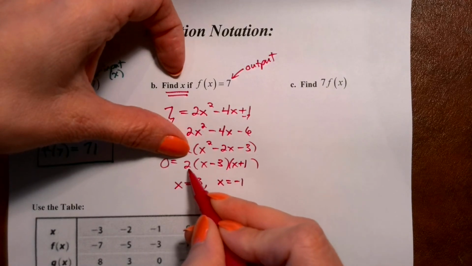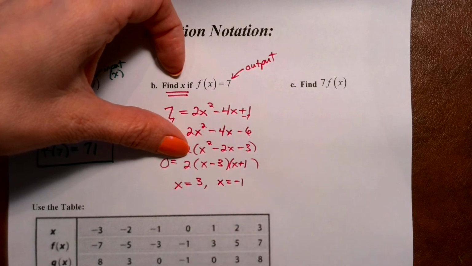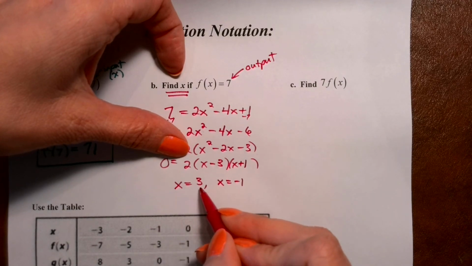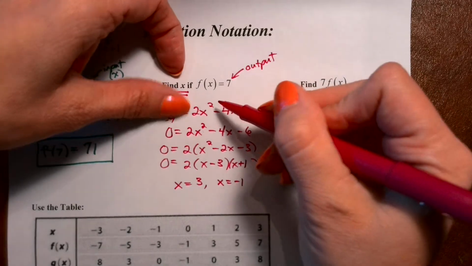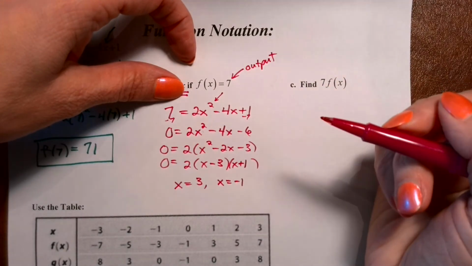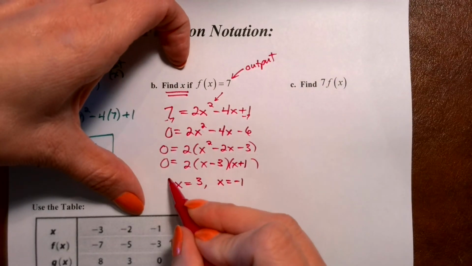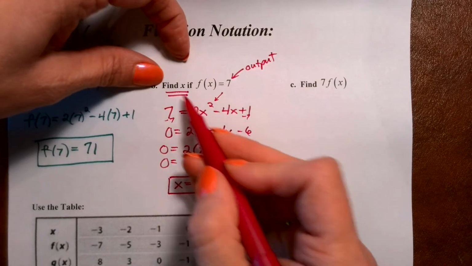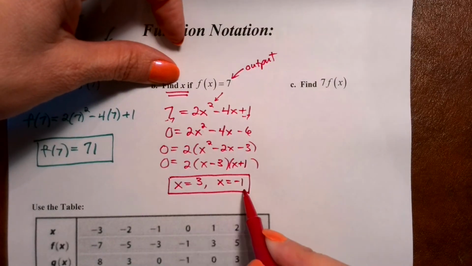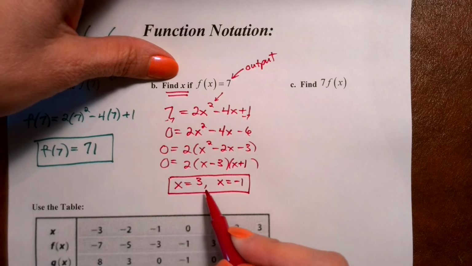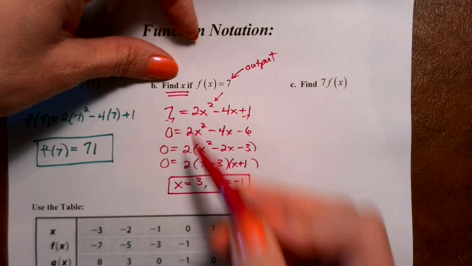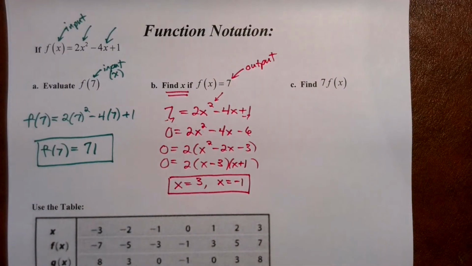What about this 2? Well, that's not an x, so it doesn't give a solution. When it has a squared power, that means you're going to get 2 solutions, and I got them. It says find x, so my answer on the answer line is going to be x equals. If it said write a point, then I would write a point, but it didn't say that.